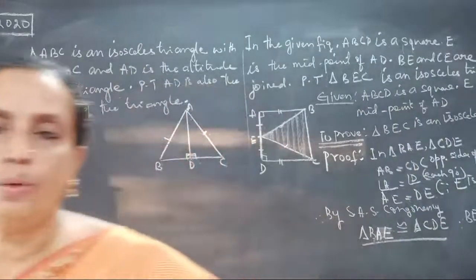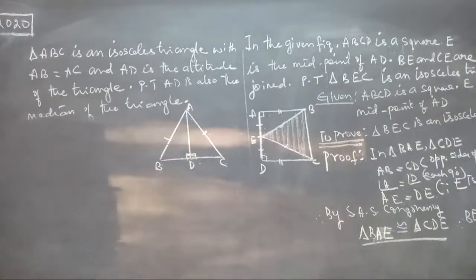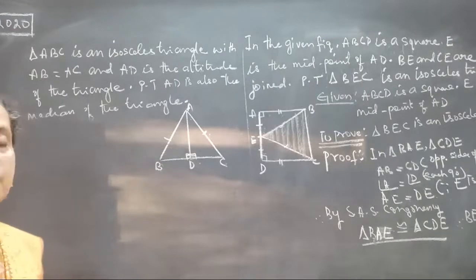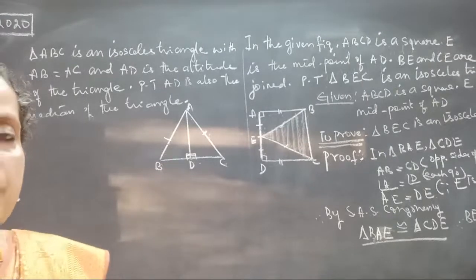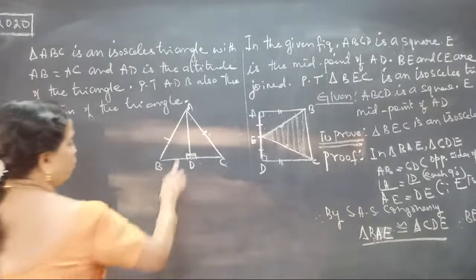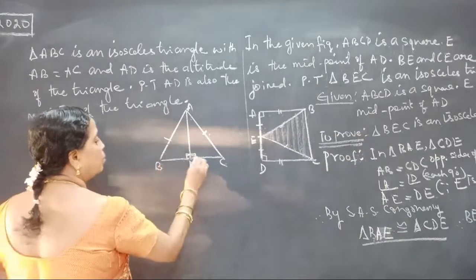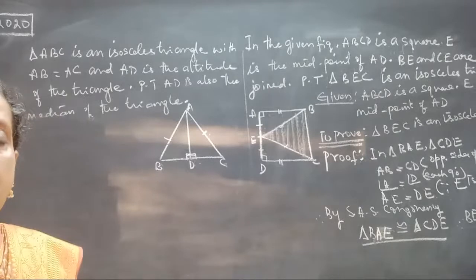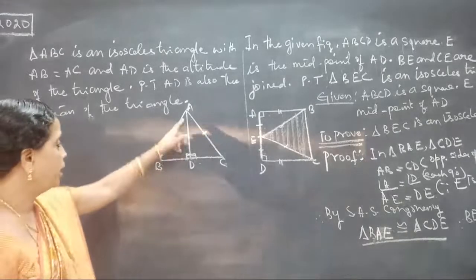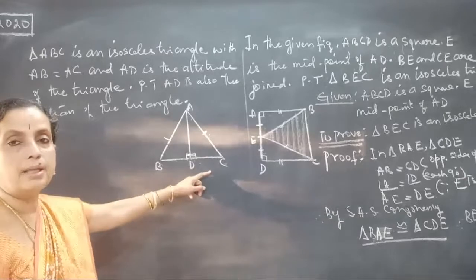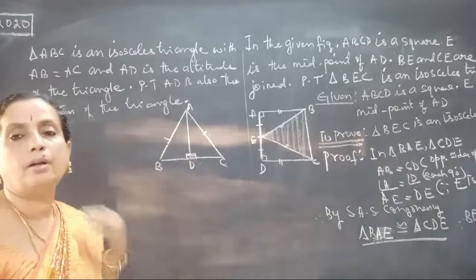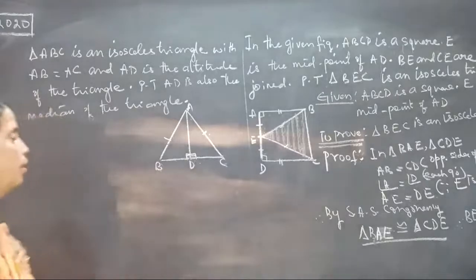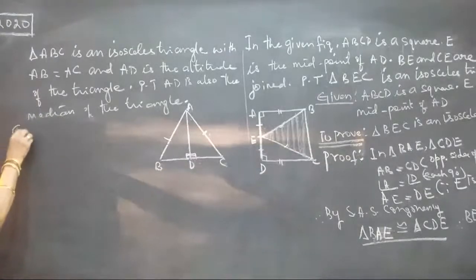First of all, you have to prove triangle ABD is congruent to triangle ACD. Can you guess which congruency we can apply? Yes, RHS. Once you prove that these two triangles are congruent, then BD is equal to CD as its CPCT. Then since AD bisects BC, AD is also the median of the triangle. Okay? Now let us write under the heading given.